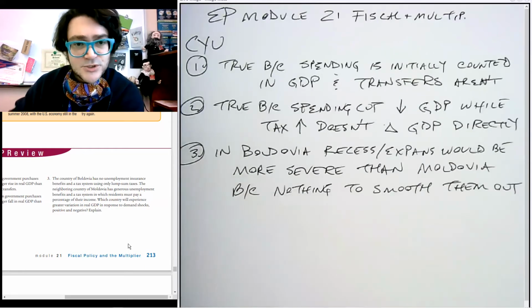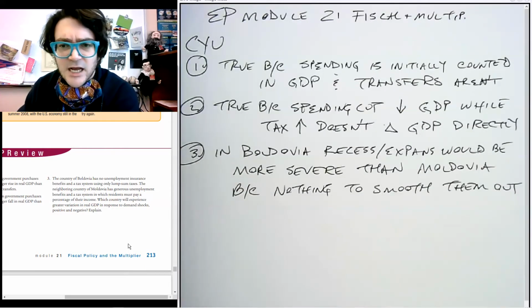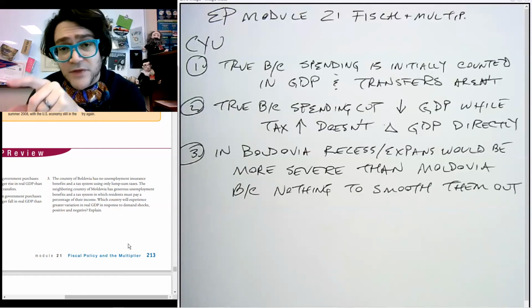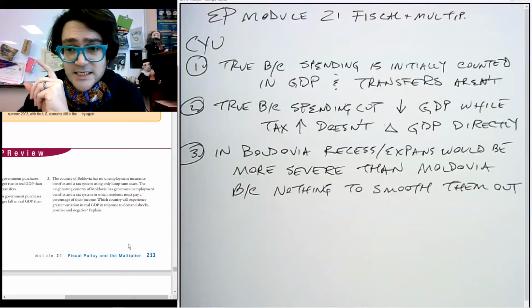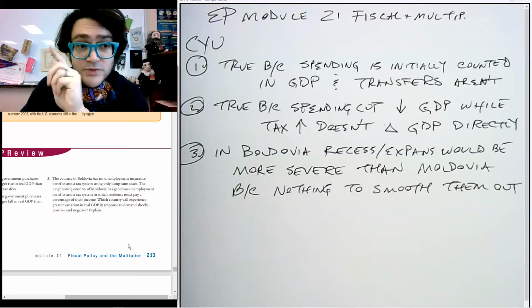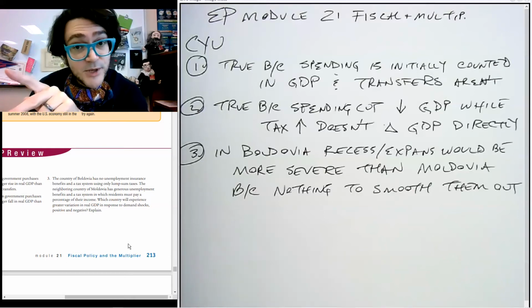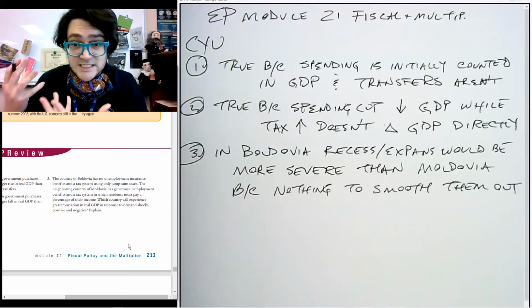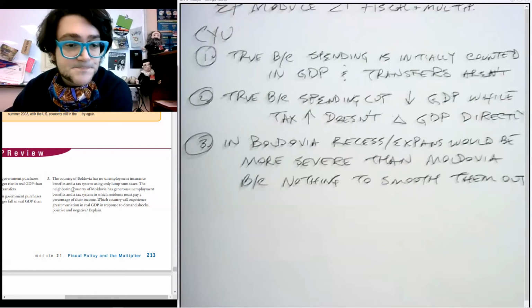So if anybody ever tells you the U.S. should have a flat tax and we should cut unemployment benefits and things like that, one consequence is that it would produce more severe recessions and more severe expansions, a much more volatile business cycle, and that's maybe less desirable for business planning purposes.